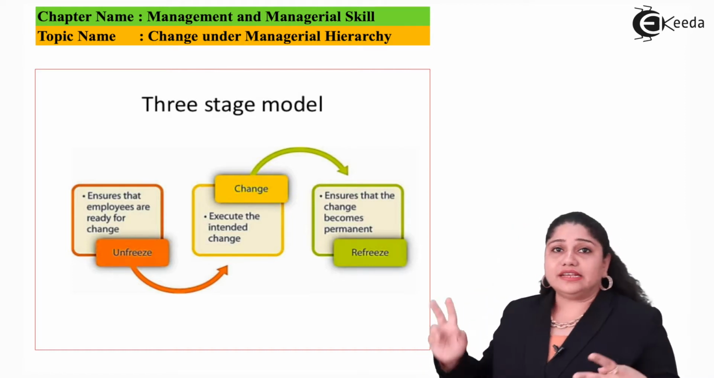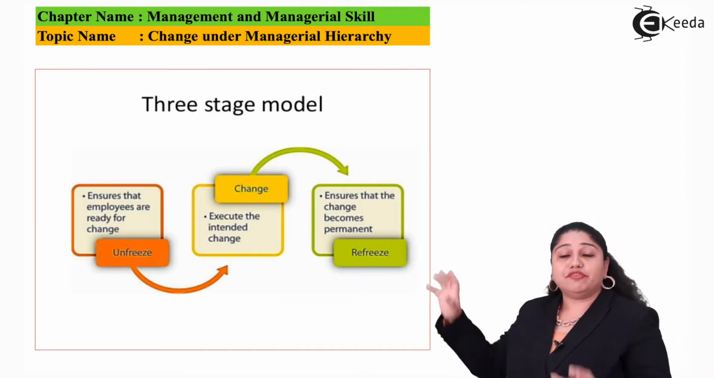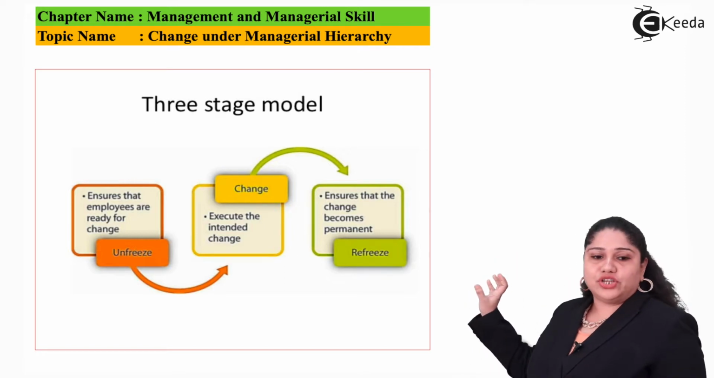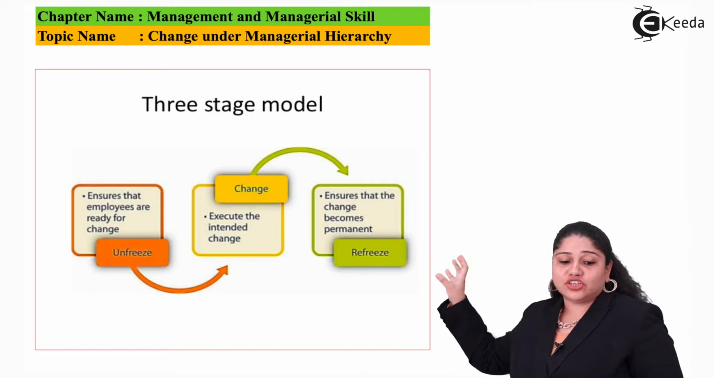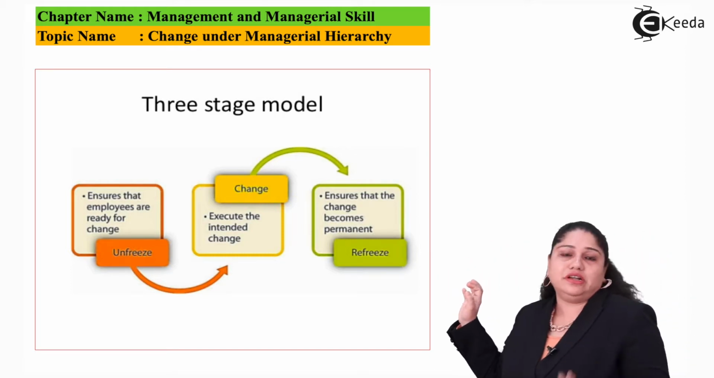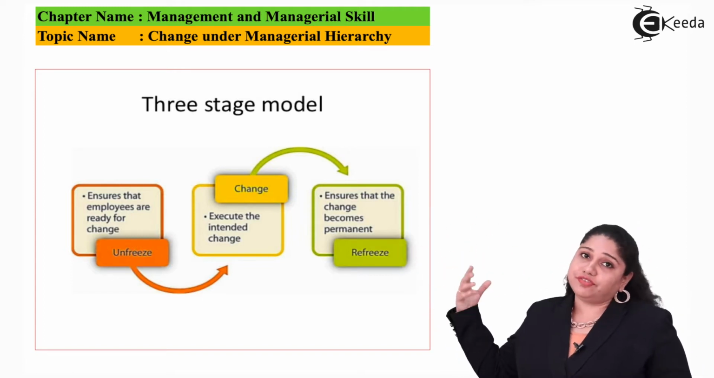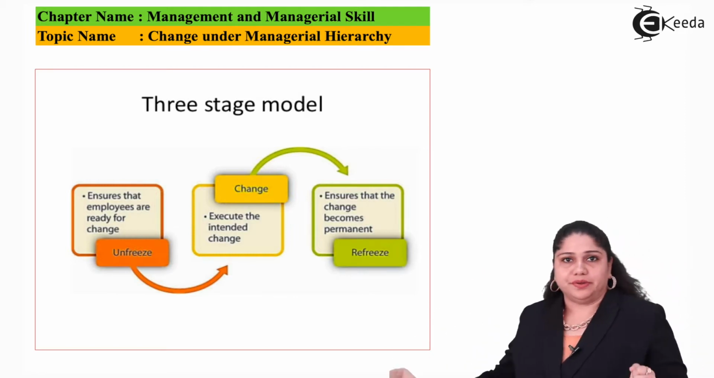It is called the three-stage model. If you see on the slides, the first stage ensures that employees are ready for the change, which is called unfreeze. The next level is change, which executes the intended changes. So now it's execution time for the intended changes. And the next stage after change is refreeze, which ensures that the change has become permanent.